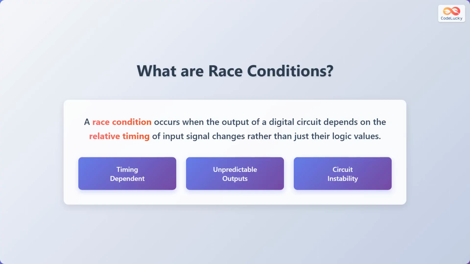Let's begin by defining race conditions. A race condition occurs when the output of a digital circuit depends on the relative timing of input signal changes rather than just their logic values. This timing dependency can lead to unpredictable outputs and circuit instability. Therefore, the key points to remember are that race conditions make the circuit timing dependent and produce unpredictable outputs. This can also lead to circuit instability.